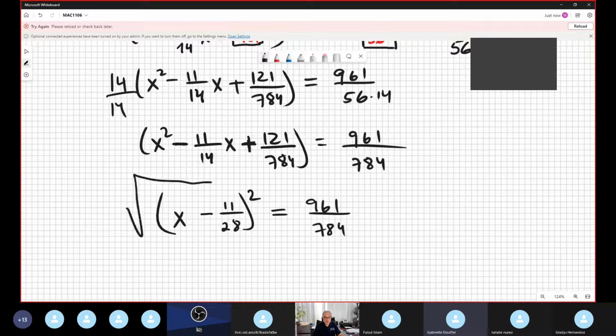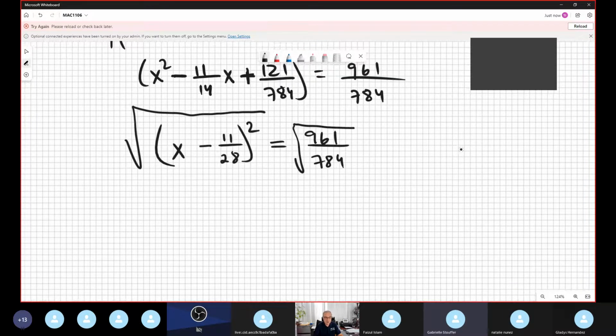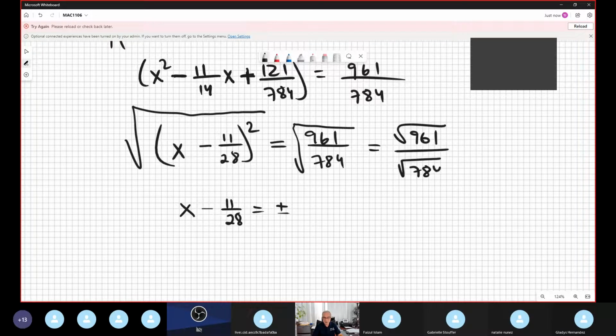Apply square root here and square root here. And so obviously the square root and the second power cancel out each other. So x minus 11 over 28 is equal to, don't forget, plus or minus, and you compute square root of 961 divided by square root of 784. And the answer is 31 over 28. So 31 over 28.